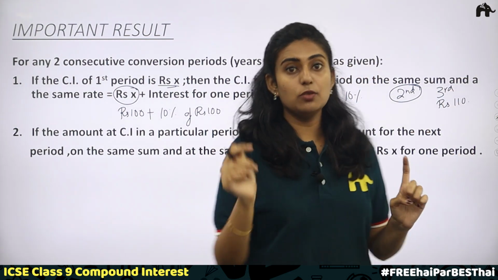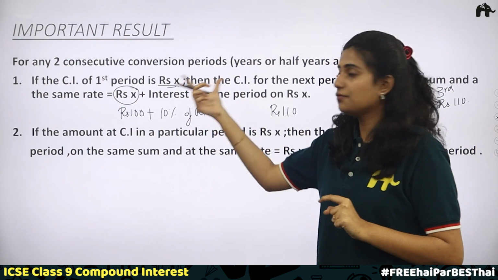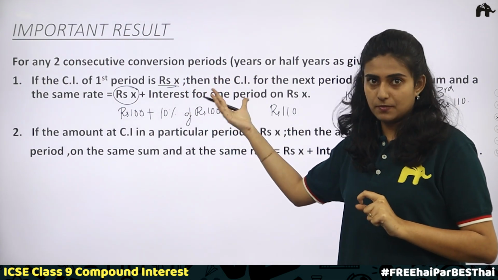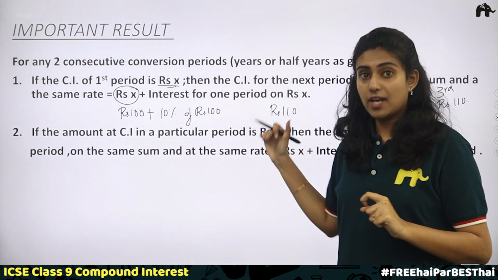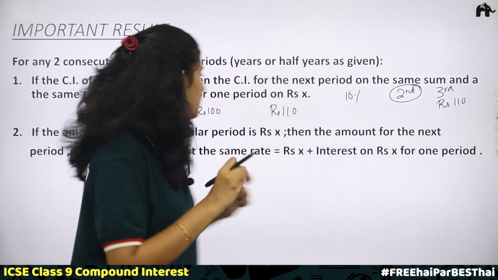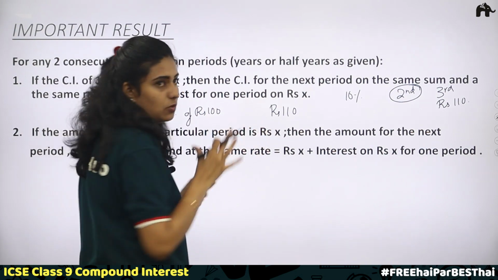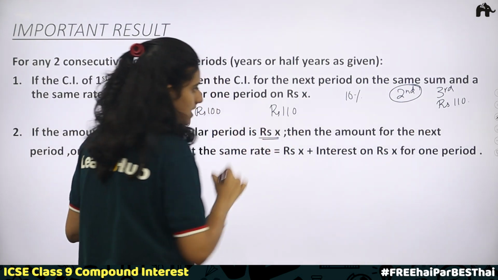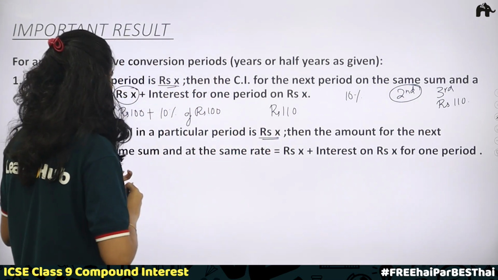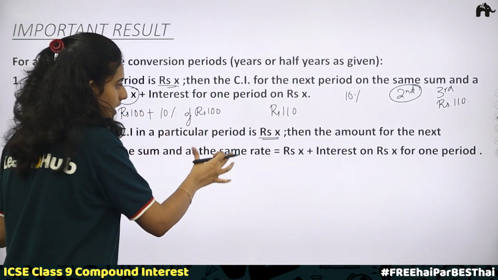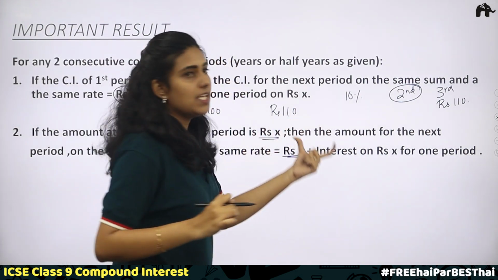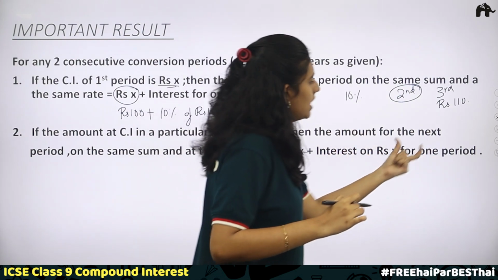Okay, similarly, to find the amount, this is to find the compound interest for the consecutive period. If you are taking the amount to be rupees X for a particular period, then how can you calculate the amount for the next period? The amount for the next period is rupees X plus interest on rupees X for one period.